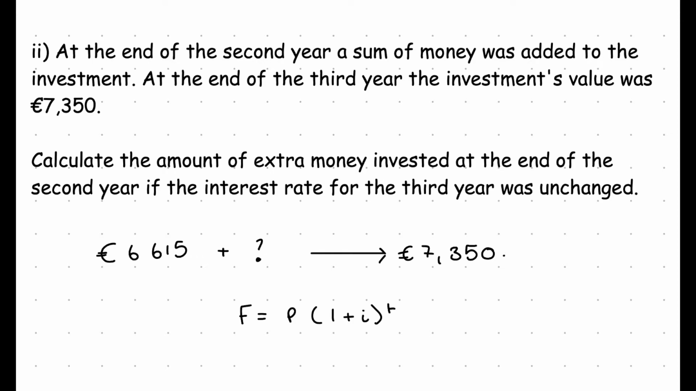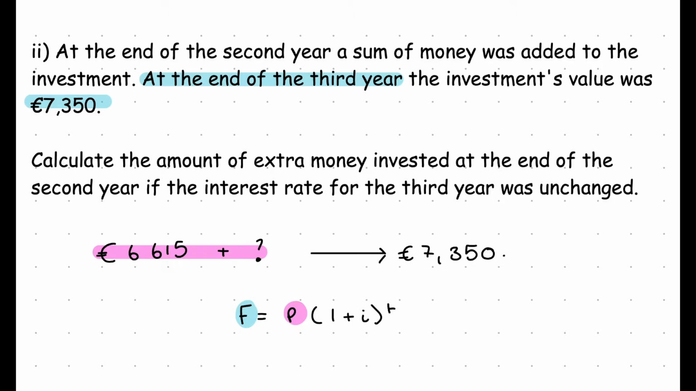F is the final value. Now in this instance, we do know the final value. We know that at the end of the third year, we get 7,350 euro out. So I do have that. What I put in, well, I know what part of what I put in was, but I don't know the full amount. So I'm going to leave it as P for the moment.